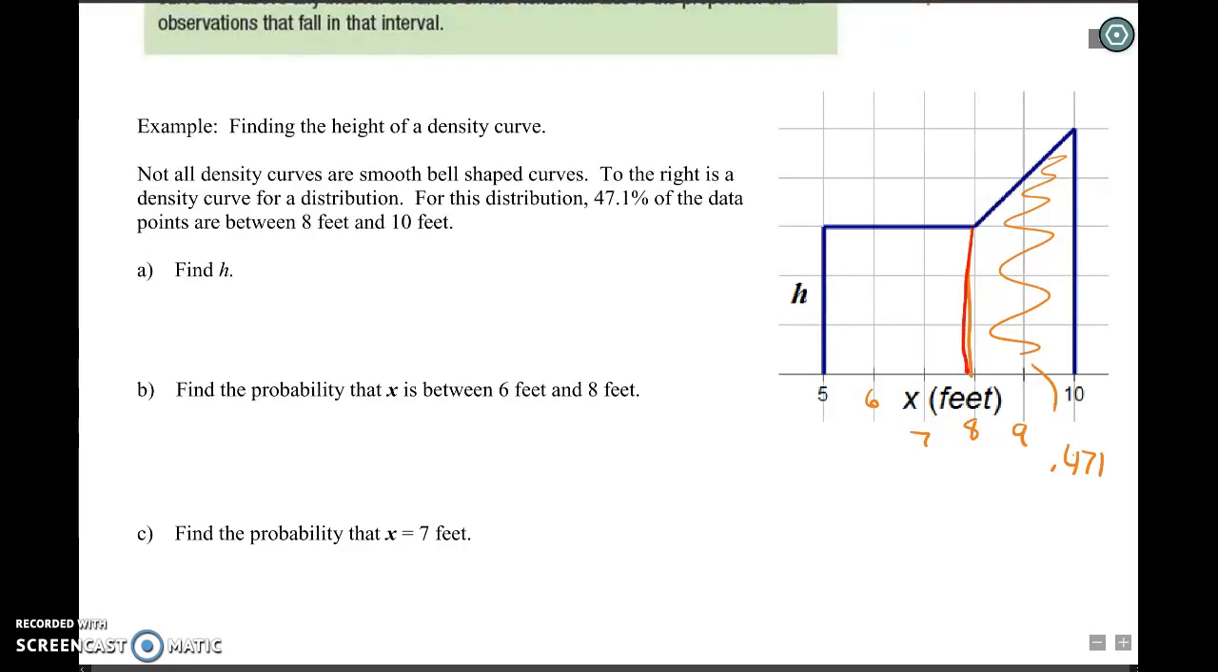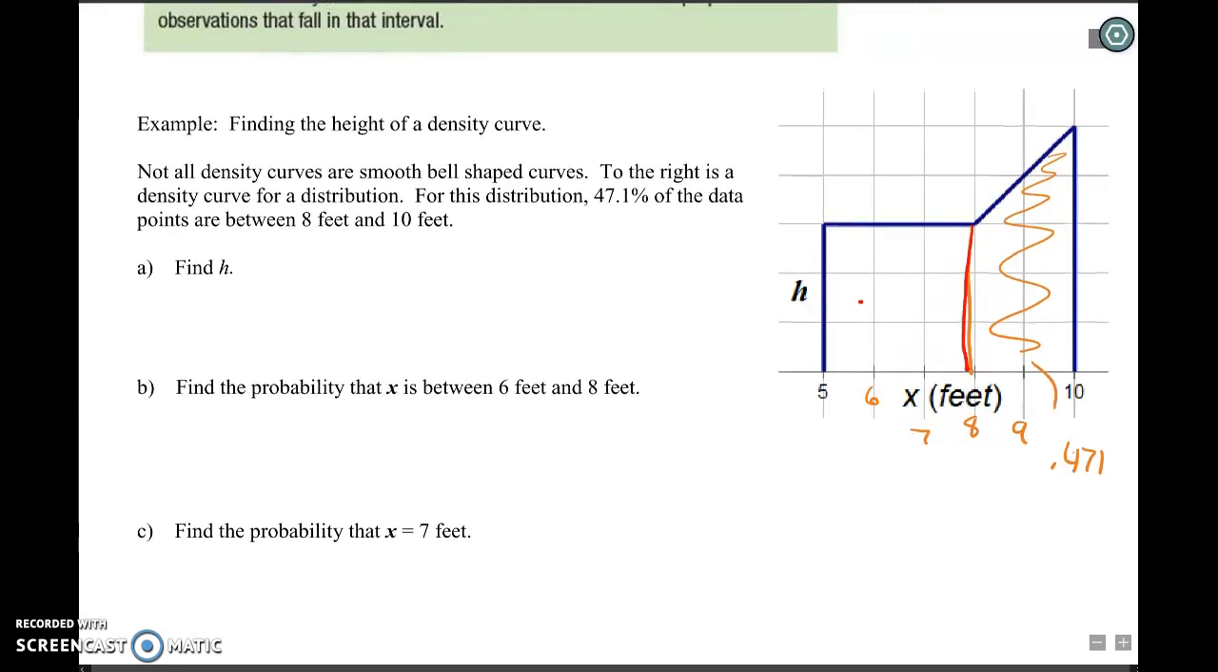Well, if that's the area to the right of this bar, and this thing has got to add up to 100%, then this has got to be the complement of that, 1 minus that. So that'd be 0.529, 1 minus 0.471. So this area has got to be 0.529.